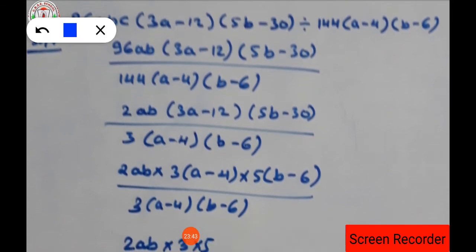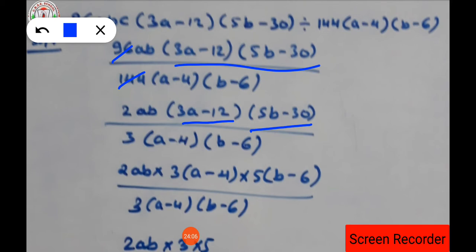The number 96 will get cancelled with 144. 96 will be 2 into 48 and 144 will be 3 into 48, so it will get cancelled. AB will be left as it is. The rest of the terms are the same. Clear?